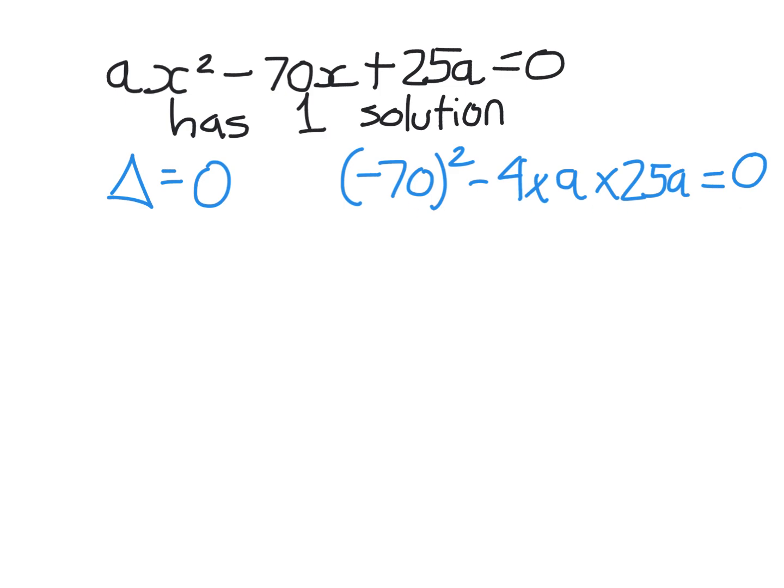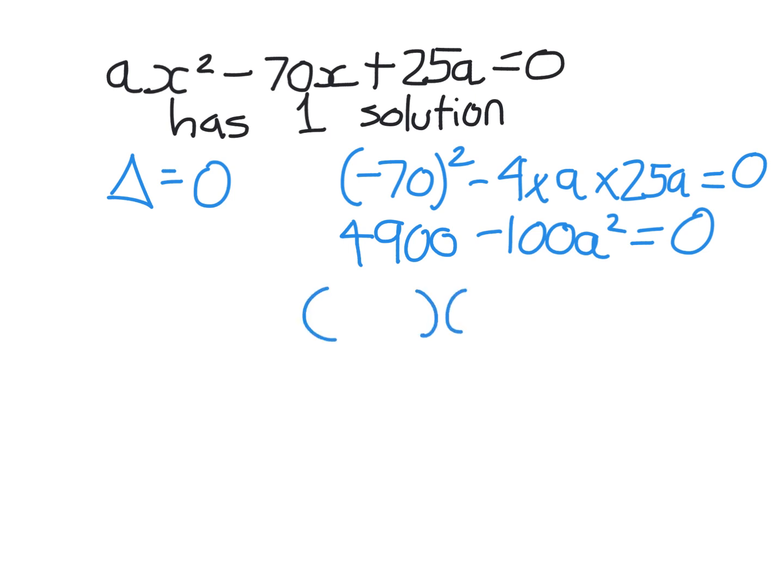So let's make this a bit easier to work with. So 4900 minus 4 times a times 25a. So negative 4 times 25 is negative 100, and a times a is a squared. All right. This can be solved. This is easily solved through factorization because we have the difference of two squares.